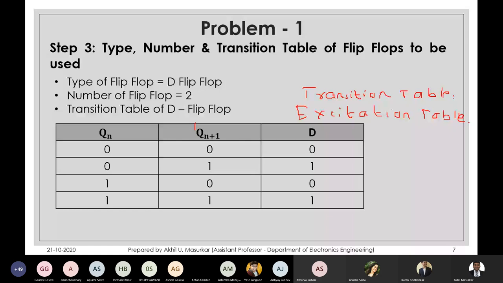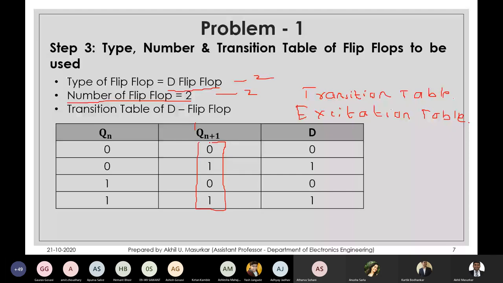So please write step number 3. The type of flip-flop that is given to us is D. The number of flip-flops, Atharva has rightly identified, is 2. And then what is given to us is the transition or the excitation table of the D flip-flop. Now an important point to note, Qn plus 1 is the same as D.